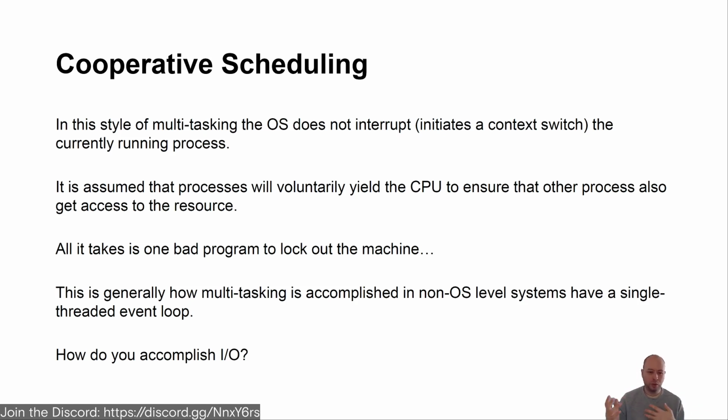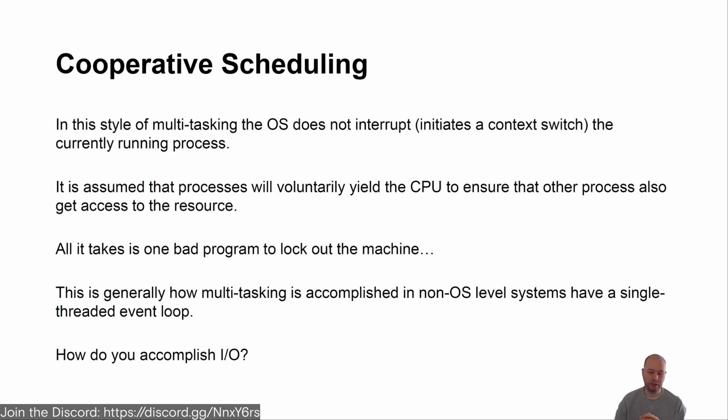So essentially, we're assuming that processes will voluntarily yield the CPU, to ensure that other processes can also gain resource access. However, if you have just one program that doesn't behave this way, or one program that has a bug, say, that puts you into an infinite loop, this will lock out the entire machine or the entire CPU. And so this is actually the way a lot of non-OS level systems handle scheduling.